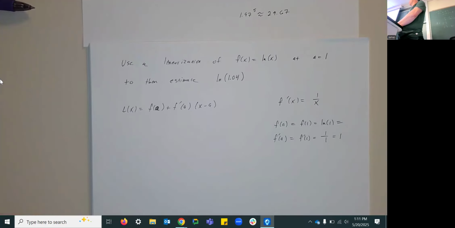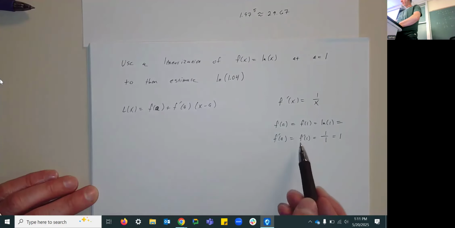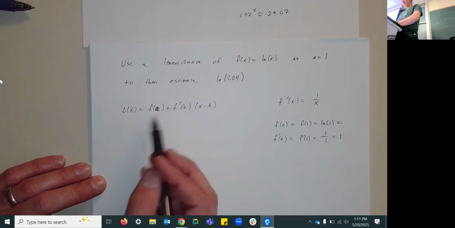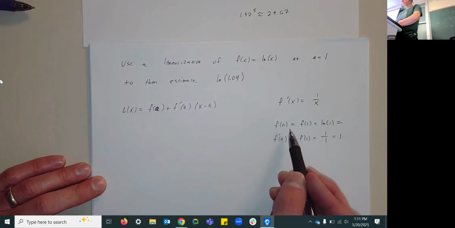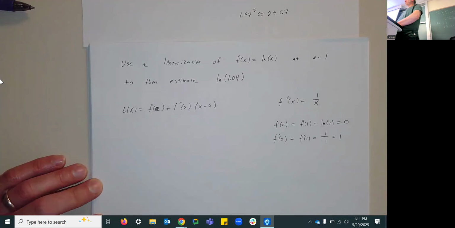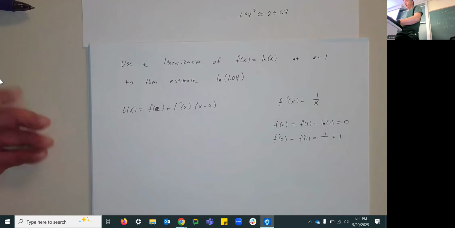This one isn't too terrible. If we take the derivative of the natural log of x, we get 1 over x. If we plug in 1 for x, our slope is going to be f prime of 1, which is 1 over 1, which is 1. And kind of even less excitingly, our f of a value or our y value here is going to be f of 1, which is natural log of 1, which is 0. So our linearization here isn't super exciting, but it's still the right thing.